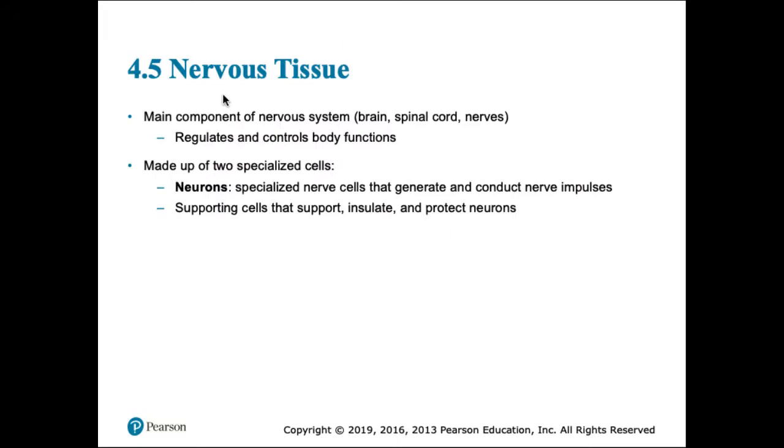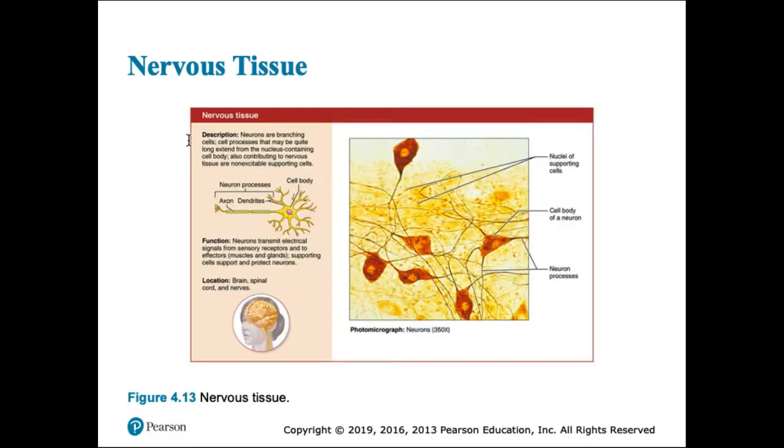Another tissue type is nervous tissue. It's the main component of the brain, the spinal cord, and the nerves, and it regulates and controls body functions. It's made up of two specialized cells. One, neurons, which are specialized nerve cells, and then there are supporting cells, and there are a lot of these that support, insulate, and protect the neurons. And so this is nervous tissue.